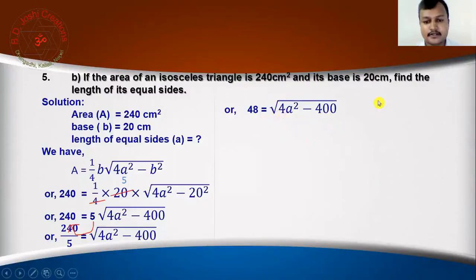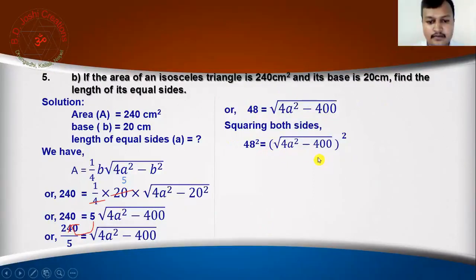Now to remove this square root, take squares to both sides. I said squaring both sides, and it is 48 square is equal to square of this whole value, root over 4a square minus 400. Here square and square root cancel. Find out square of 48. 2304. 2304 is equal to 4a square minus 400.